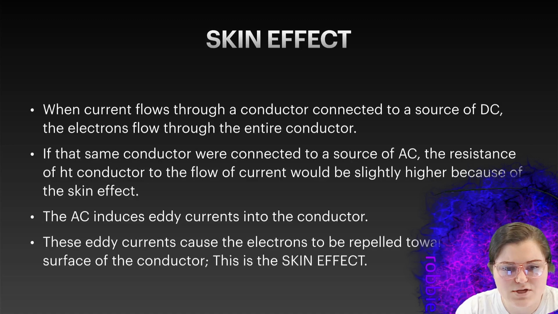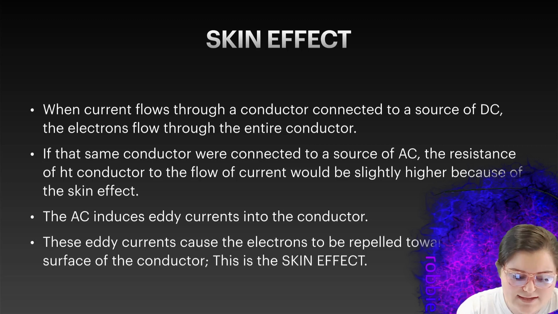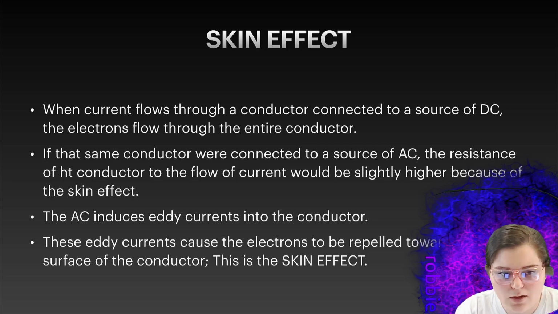And the last thing we'll touch on is the skin effect. When current flows through a conductor connected to a source of DC, the electrons flow through the entire conductor. If that same conductor were connected to a source of AC, the resistance of that conductor to the flow of current would be slightly higher because of the skin effect. The AC induces eddy currents into the conductor. These eddy currents cause the electrons to be repelled toward the outer surface of the conductor. This is called the skin effect.